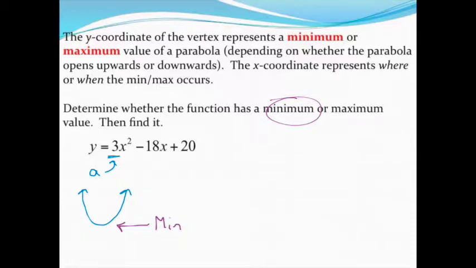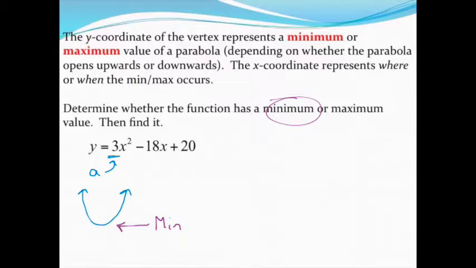So now that I know it has a minimum value just by looking at the equation, let's go ahead and find it. I could find that using my graphing calculator. I can find the minimum or maximum. If you need to see how to do that, go ahead and watch my other video about graphing a parabola in standard form. Otherwise, I'll go ahead and do this one by hand just to show you that process.